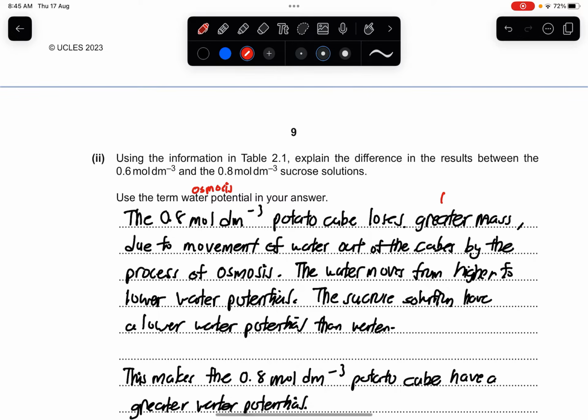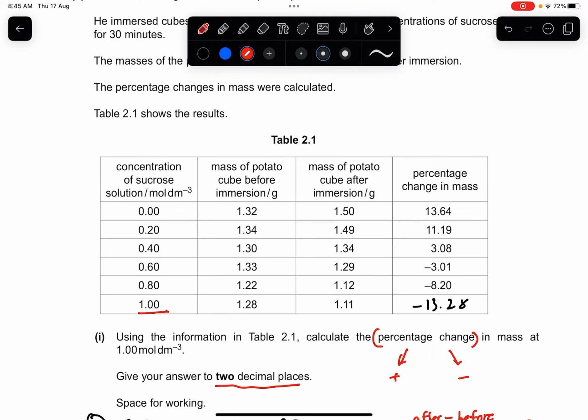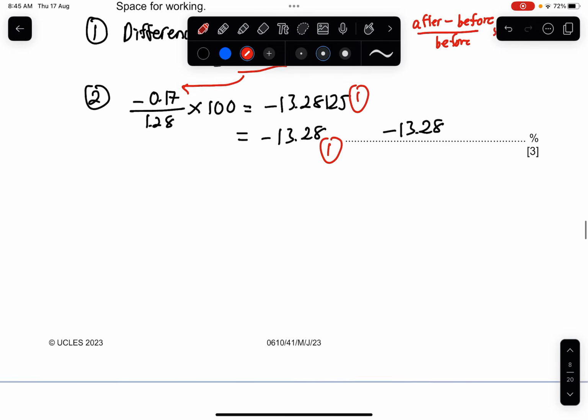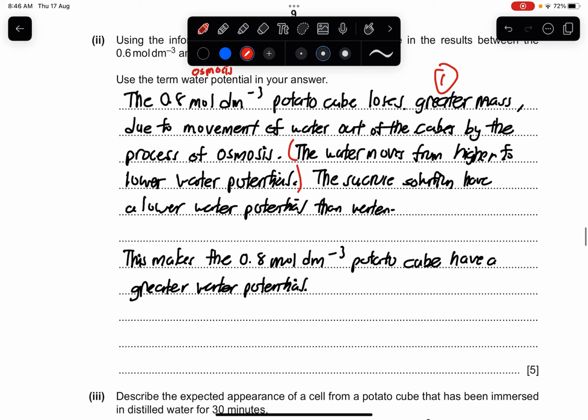So that's where you get your first mark here, is that it loses a greater mass, because look at the mass they are losing is at minus 8.2, and for the 0.6 potato cubes, they only lose minus 3.01. So the water has left the potato cubes, and the water moves from a higher to a lower water potential. So this is the osmosis explanation. They want you to use the term water potential. That's the link. And the sucrose solution has a lower water potential than water. Okay, because in osmosis, water is easier to move in and out than a sucrose solution, which is probably too heavy and the molecules couldn't penetrate through the partially permeable membrane. So this makes the 0.8 mole dm potato cube having a greater water potential in the end. Okay, that's how you get your 5 marks.